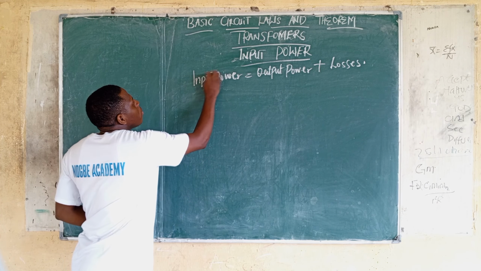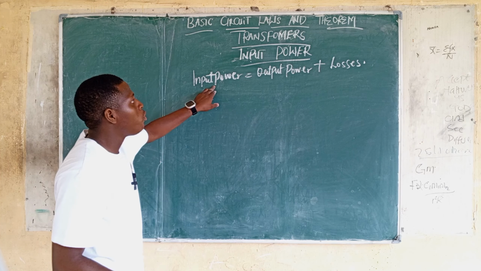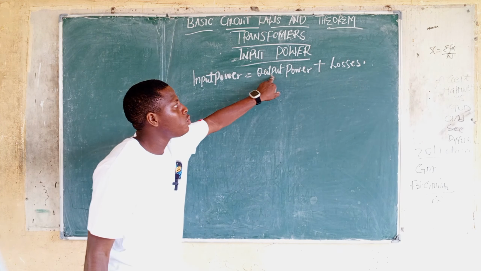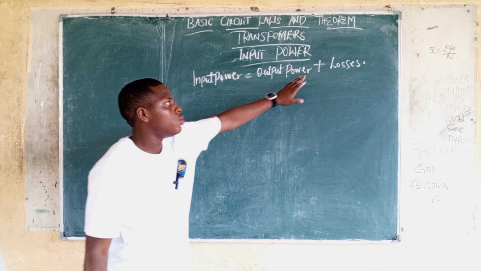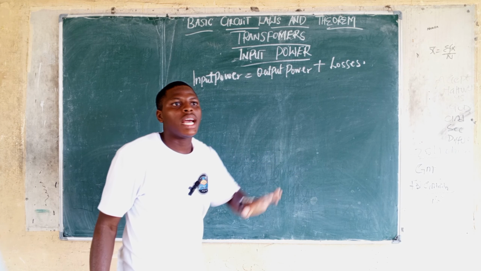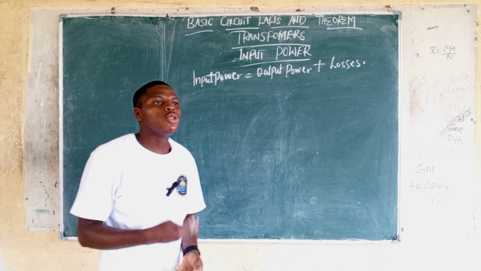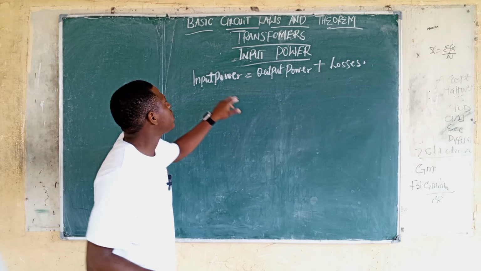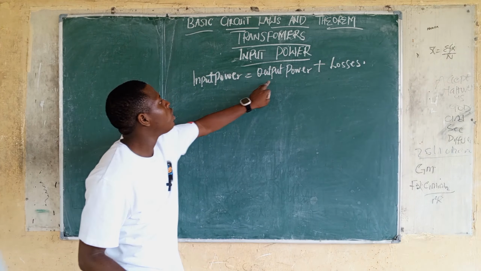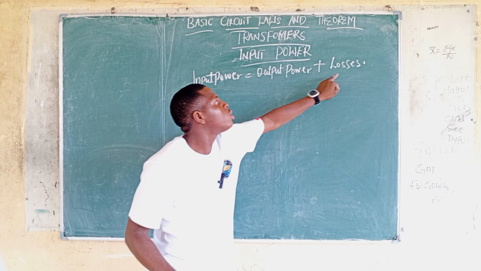But we are asked to calculate for your input power. And we said your input power is simply what? Your output power plus your losses. We already know that your losses are the iron loss and the copper loss. Now what should come to your mind is, what is this output power? If we said input power is equal to output power plus losses.